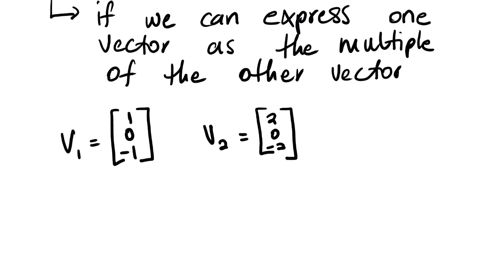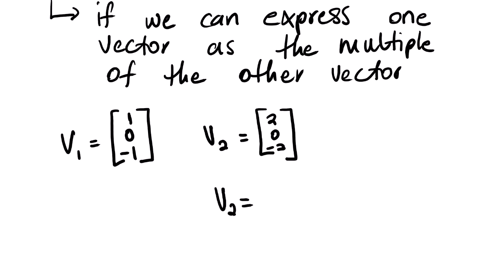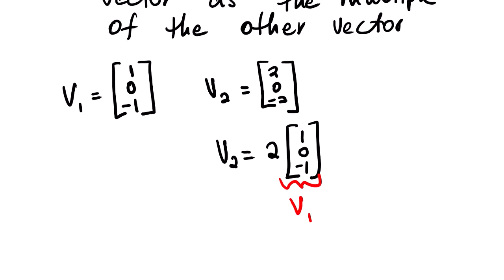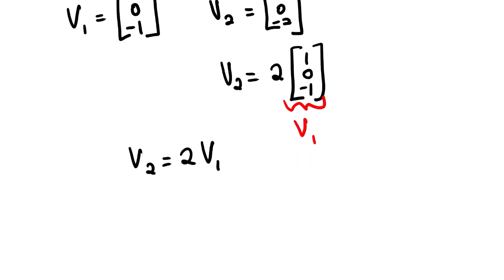Now what we need to do, we need to check if we can express one vector as the multiple of the other vector. Looking at v2, we can see that we can factor out 2 as our multiple or a scalar, and then we are going to have 1, 0, -1. Now we can see that this is basically v1. So we can conclude that v2 is equals to 2v1. Now since we can express v2 in terms of 2v1, this simply means that the two vectors are linear dependent.